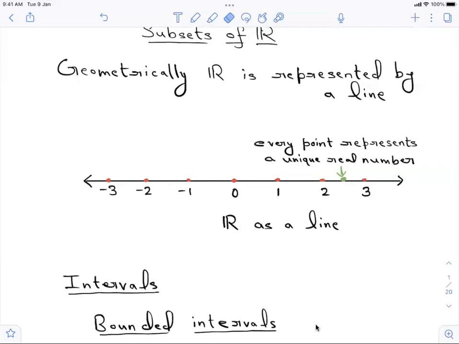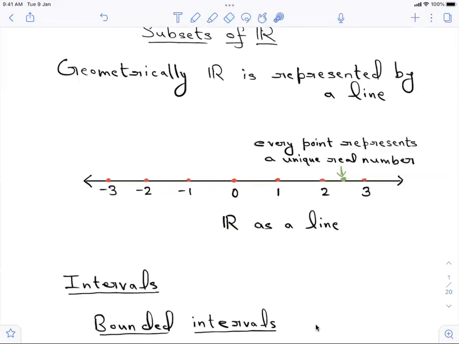Okay, so that's why we represent R as this line, right? It extends to plus infinity on the right hand side and minus infinity on the left hand side, and then we take some reference point to be the 0. And once you've plotted your 0, you can plot integers 1, 2, and 3, etc., and -1, -2, -3.